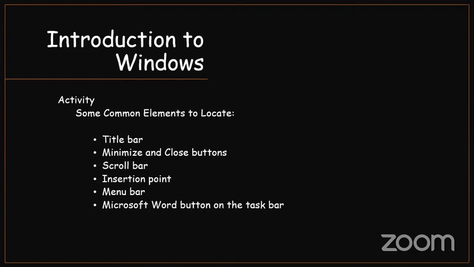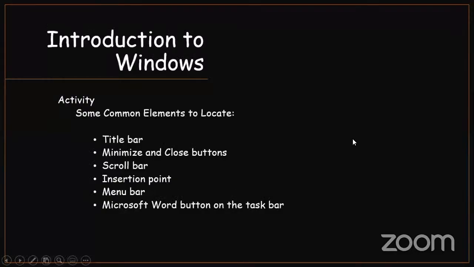So moving on, if you are using a document in Windows, these are some of the things that you need to pay attention to: a title bar, the minimize and close buttons, the scroll bar, the insertion point, the menu bar, as well as the Microsoft Word button on the taskbar. Now let's go and create a document so that we can make a demonstration of all of these bars.